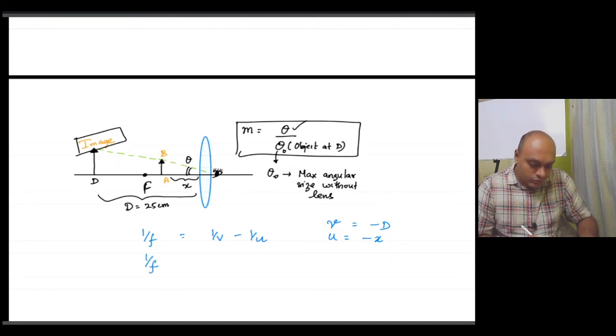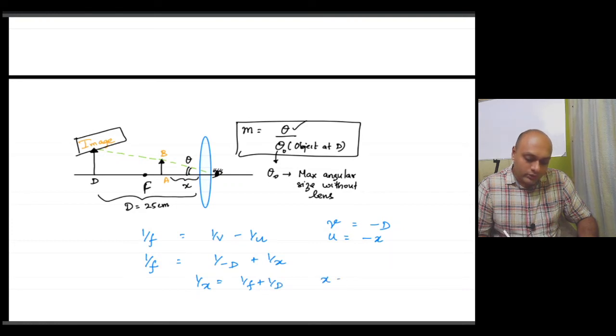Convex lens, so focal length will be positive, so 1 by f will be equal to 1 divided by minus d plus 1 by x. So what we will do is we will get the value of x from this relationship. So 1 by x will be equal to 1 by f plus 1 by d, or you can rearrange this and write x as df divided by d plus f. So that will be our x value.